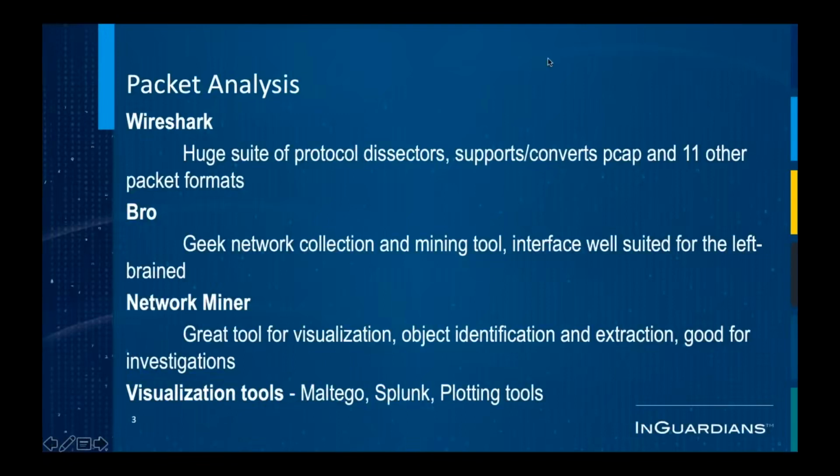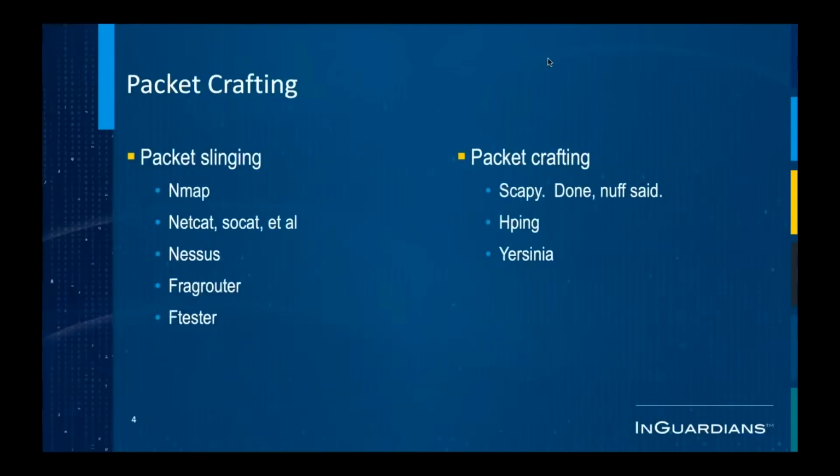And then packet crafting. We have two basic categories here: packet slinging and packet crafting. So packet slinging, for me, is more tools that will craft packets on your behalf and send them out. So Nmap is a classic example of this. We all know it as a network exploration tool and a network mapper, for example. But you can actually specify the flags for TCP packets. You can specify the specific size for UDP packets and payloads. So it does craft packets on your behalf. It also sniffs packets on the return.